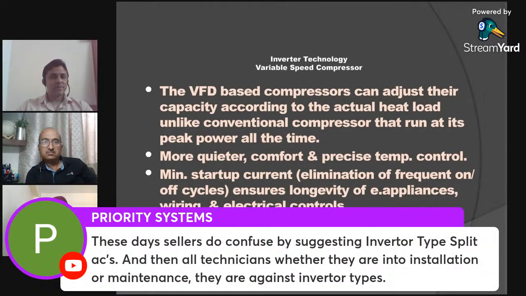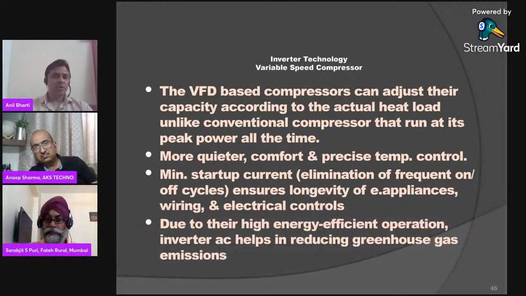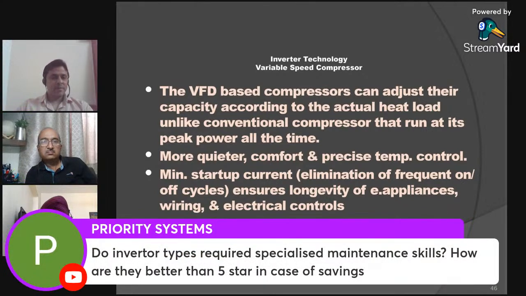These days sellers confuse people by suggesting inverter type split ACs. Then all the technicians, whether they are into installation or maintenance, are against inverter types. There is one more question: do inverter types require specialized maintenance skills? How are they better than 5-star in case of sale?